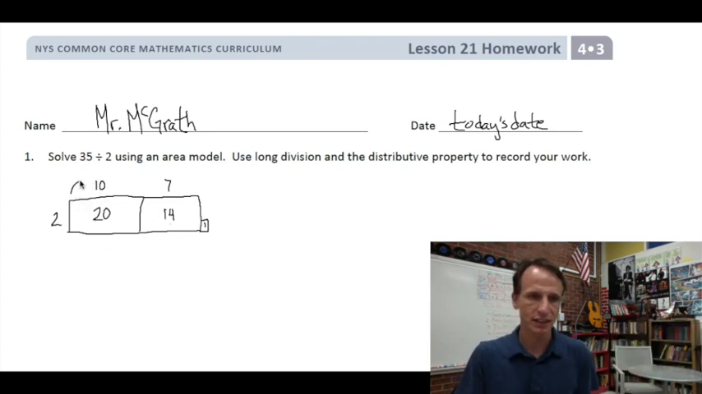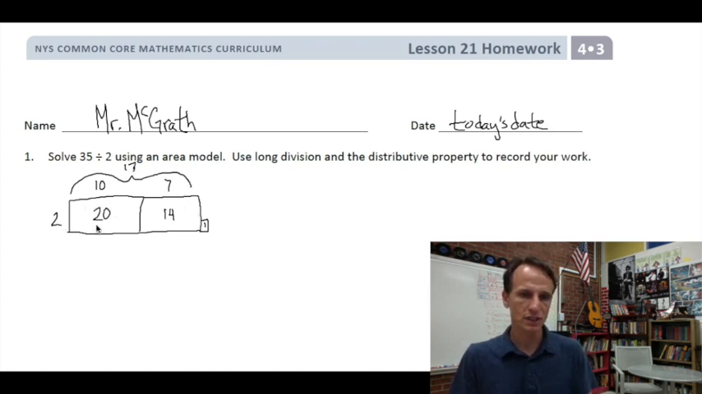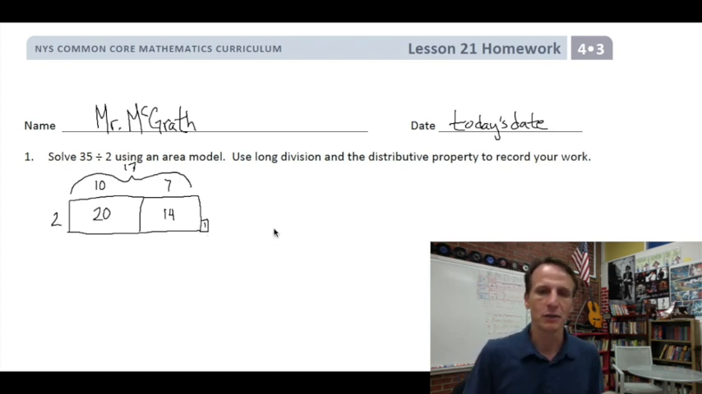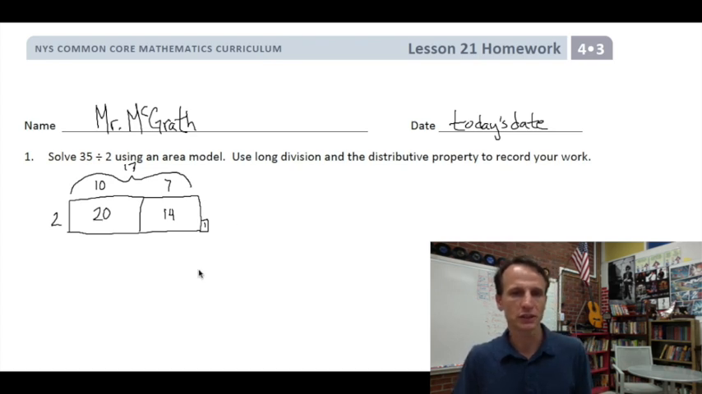So 17 here, we'll make sure we understand what I'm talking about when I say 17. 17 times 2 is 34. And then I have this 1 over here, okay, which is my remainder. So let's do this same question out with long division and then the distributive property.